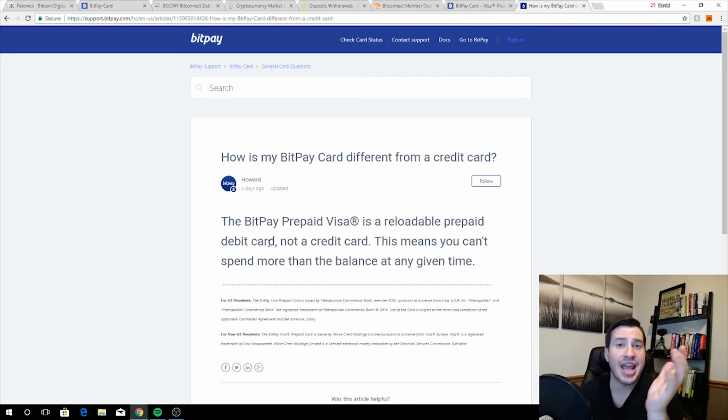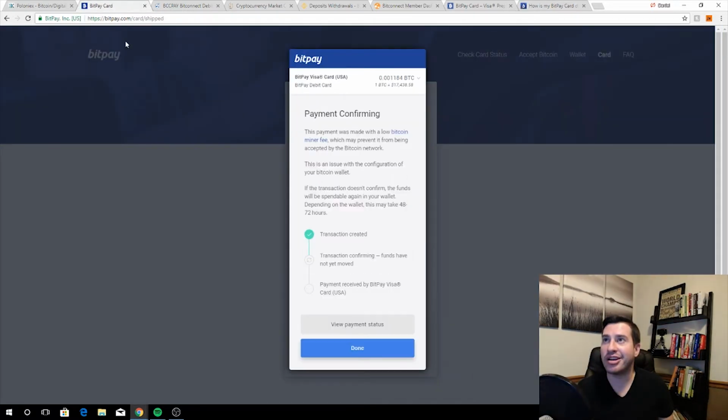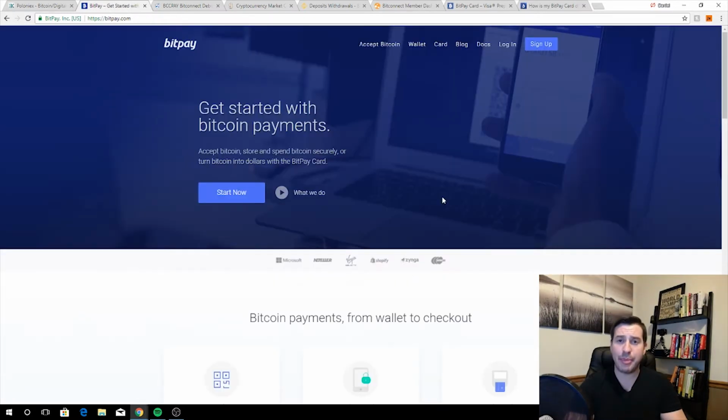All right, so it's not a debit or a credit card. It is just a debit card, which means you can only spend as much as you have in that debit account. But there's an email just saying that my card, well, here it is. Payment is confirming. This payment was made with a low Bitcoin miner fee, which may prevent it from being accepted by the Bitcoin network. Okay, I guess we will wait on that. All right, our BitPay card has been ordered. We just have to wait for it to get processed and sent out.